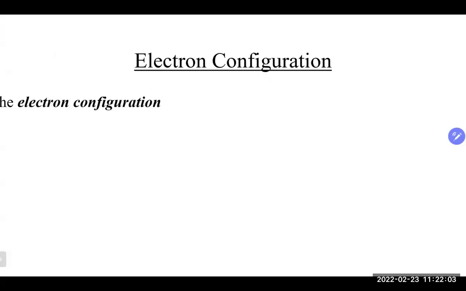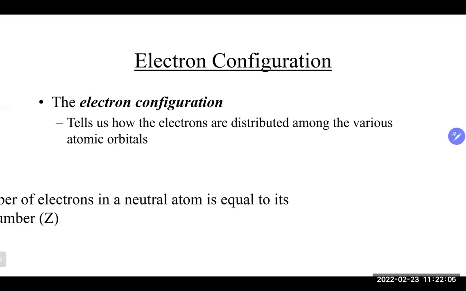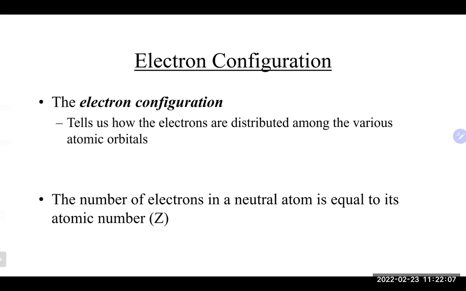Electron configuration displays how the electrons are distributed within the atom. We can figure out how many electrons there are in a neutral atom by looking at the atomic number. The atomic number, which is our number of protons, tells us how many positive guys we have, which means if the atom is neutral, we need exactly the same amount of electrons.